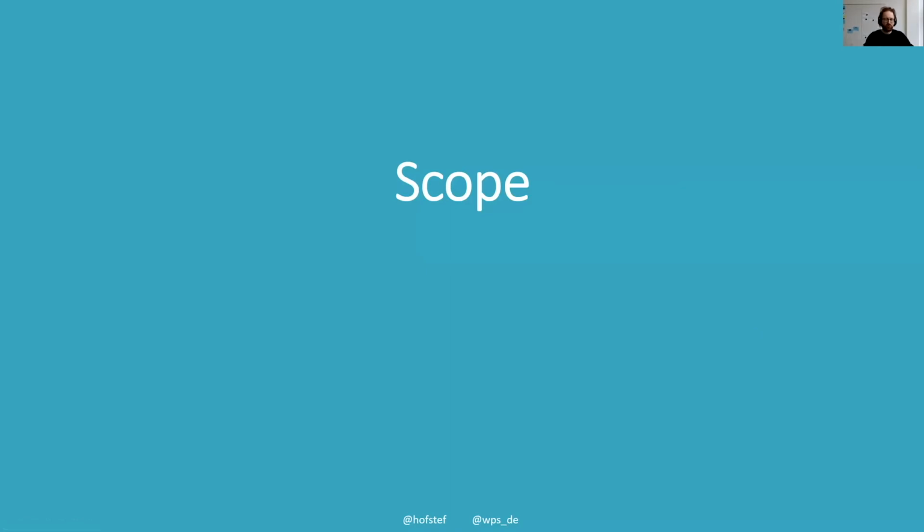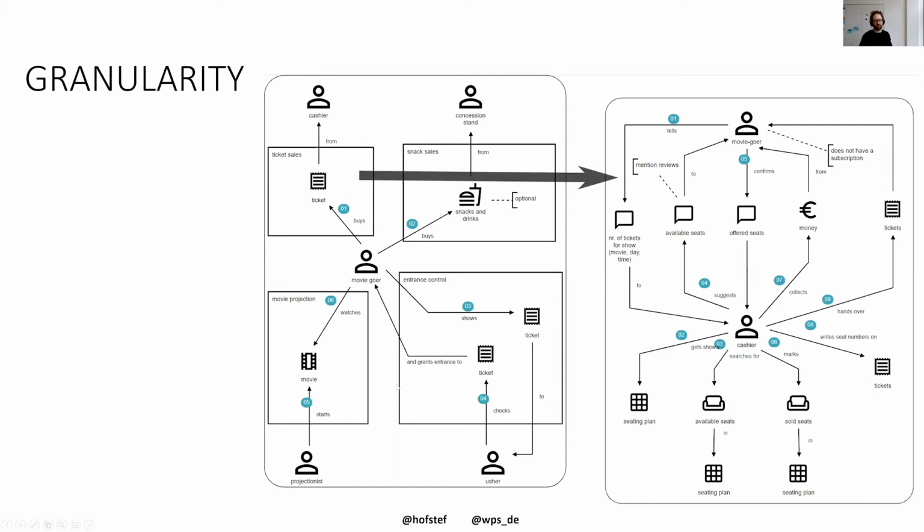Another thing that I should mention is the topic of scope. So what do I mean by scope? The one factor that is easy to understand is the level of detail that we choose for a domain story. We also call it granularity frequently. So this example here is a fictitious example from a cinema where you can make reservations and buy tickets for movies. The left one is a very high level view, a big picture.